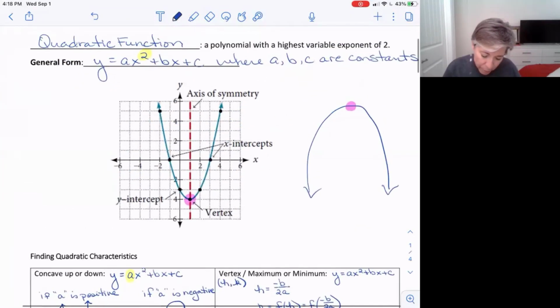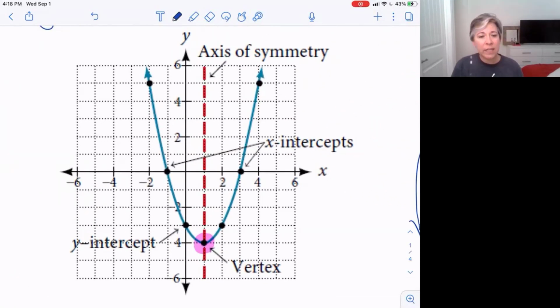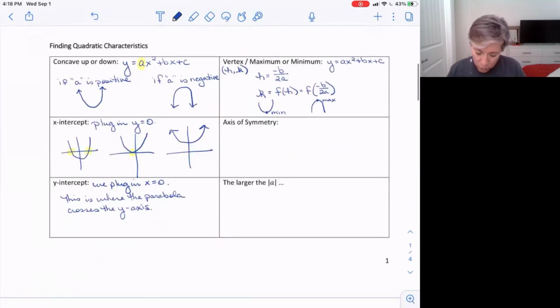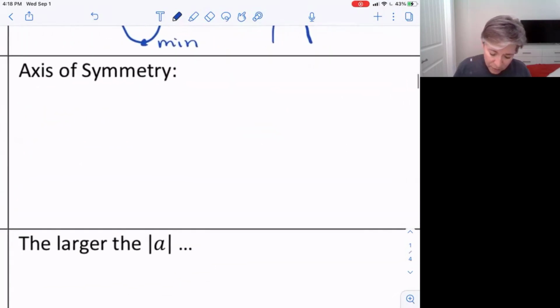Looking back again at our picture, the axis of symmetry is an imaginary line that splits that parabola in half. That parabola is going to be a mirror image across that axis of symmetry. And notice that the axis of symmetry always goes straight through your vertex. It is a vertical line. So to find your axis of symmetry, you're going to have x equals h.